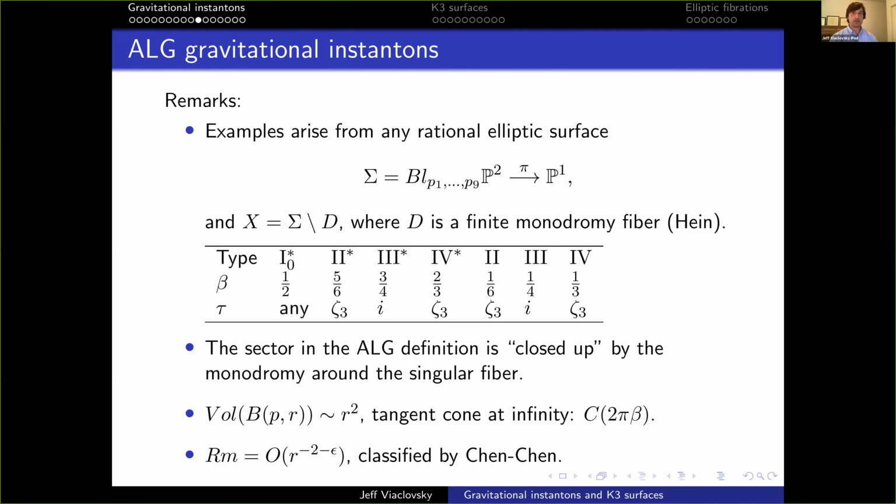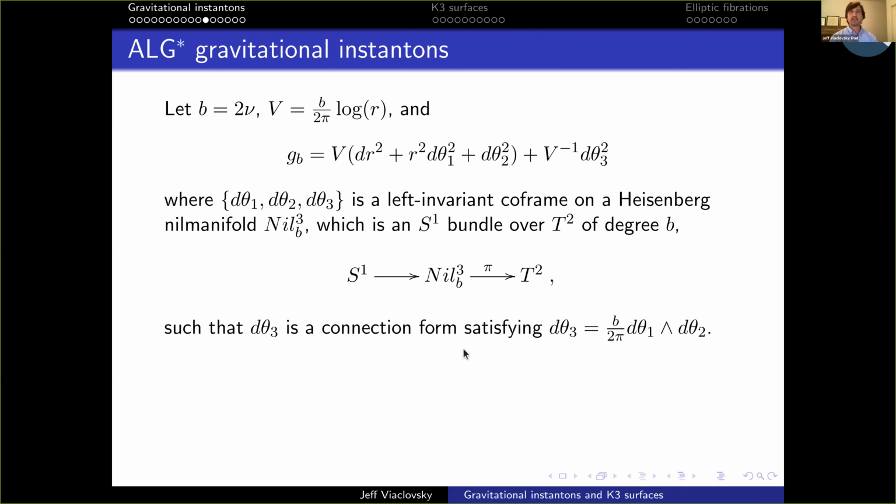Okay, so we move on to the next case. This one is ALG star. It's a little more complicated to define. Here we let b be an even integer, which I'll write as 2 times nu. So V will be the function b over 2 pi times log of r. And I'll define this metric g sub b as V times dr squared plus r squared (d theta 1 squared plus d theta 2 squared) plus V inverse times d theta 3 squared.